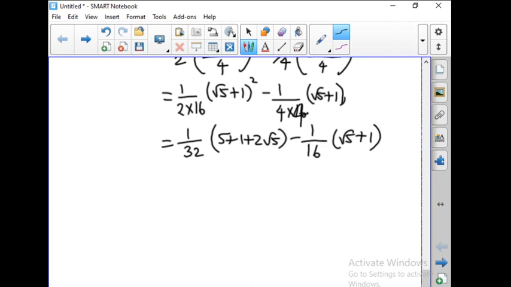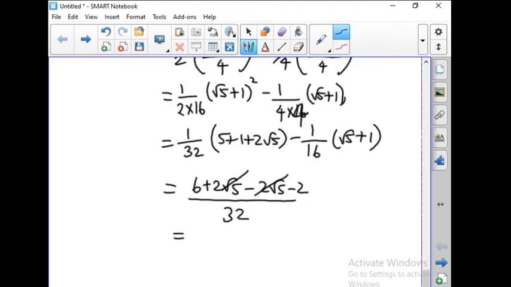Okay. Now taking the LCM, the denominator will be 32. So here we are having 6 plus 2 root 5 minus 2 root 5 minus 2, because we need to multiply by 2 when we take the LCM as 32. So minus 2 root 5 and plus 2 root 5 will get cancelled. So your answer is 6 minus 2, that is 4 by 32, which is nothing but 1 by 8, which is equal to RHS.